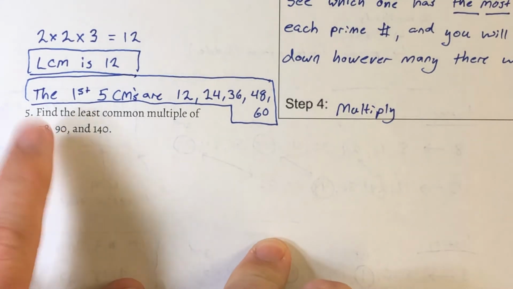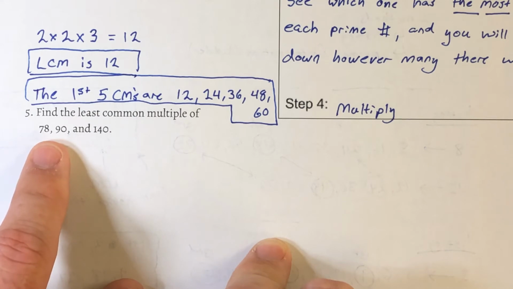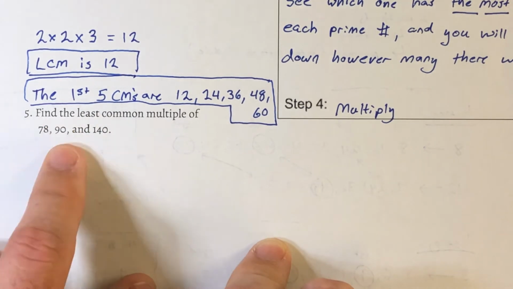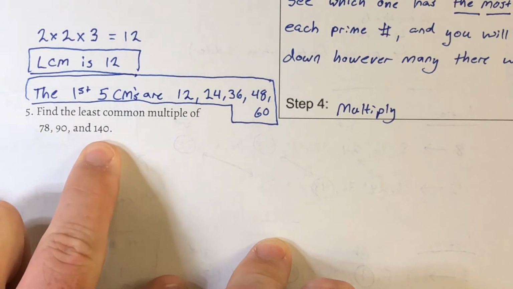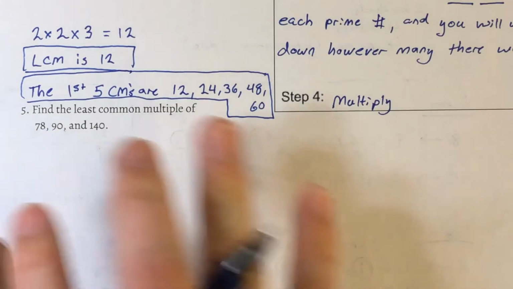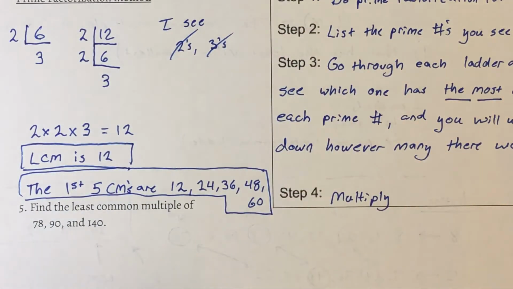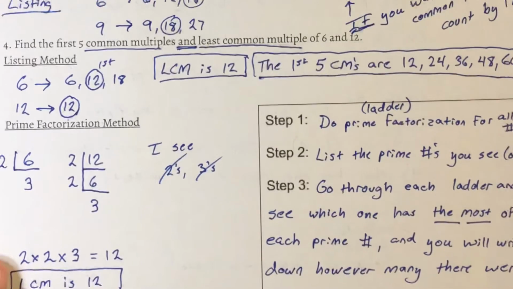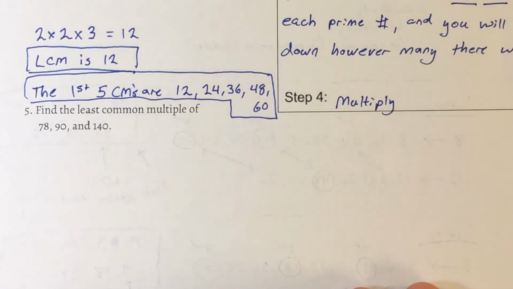I don't know about you, but I kind of forgot how to count by 78. Yeah, not doing it. That's a little too much. And while I might be able to count by 90s fairly easily, 140, maybe. No, it's just too much. So I'm going to walk you through using this method right here. And after we find our answer, I want you to think about what on earth that would have looked like if you had listed your numbers instead. Okay, so we're going to use prime factorization.